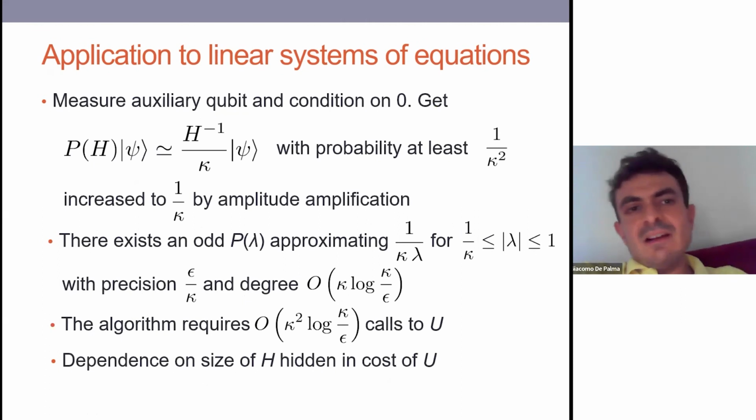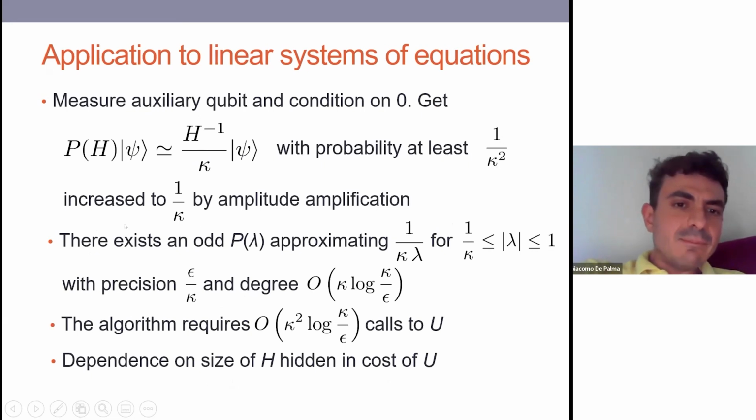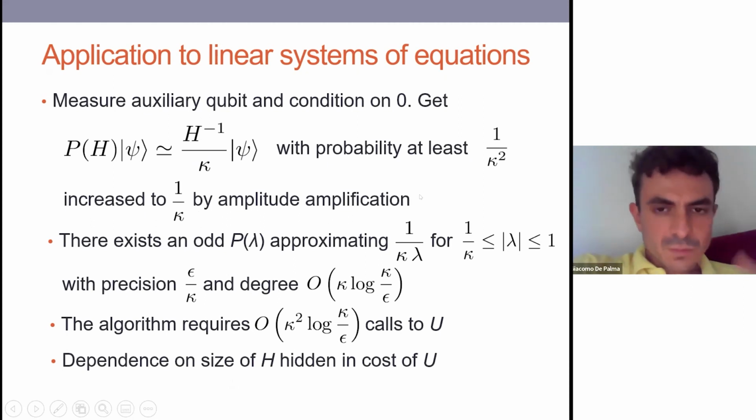And then we can measure the auxiliary qubit and condition on getting outcome 0. And then, of course, we get this state in the output, which is roughly equal to H^{-1} psi over kappa. And as before, the probability of post-selection is at least 1 over kappa squared, which can be increased to 1 over kappa by the trick of amplitude amplification, which can be used also this time.